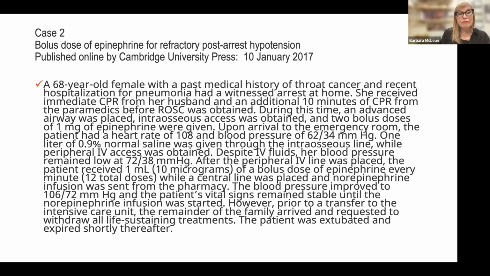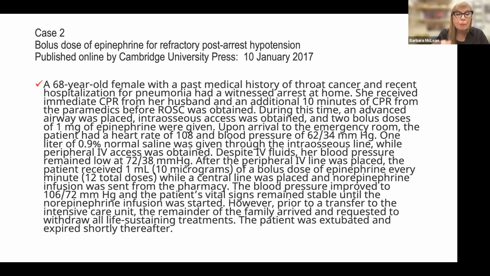So I will just say of note, in the reporting of this case study in this article, they didn't talk about the effect on her heart rate. They just talked about the effect on her blood pressure. They didn't say, oh, we gave her epi and then her heart rate was 110 or 120 or 130 or 140, but her blood pressure had improved.